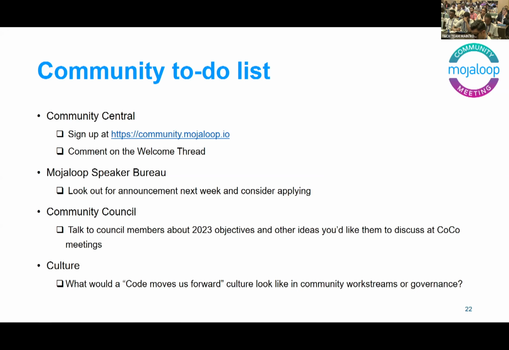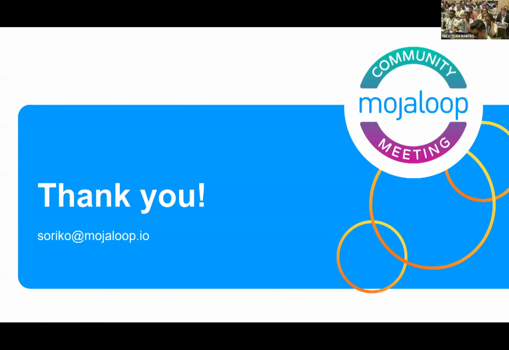Go to Community Central, use the COCO tag, COCO. Everything you post there goes straight to the Community Council, and we're monitoring it, and we're happy to have an agenda in there as well. And then take a serious think about culture. What would a culture that moves us forward look like in our community, work streams or governance? If you've got any thoughts or any opinions, post it on Community Central, let me know. Let's have this discussion. Let's figure out how to strengthen our community. That's it. Thank you, everyone.